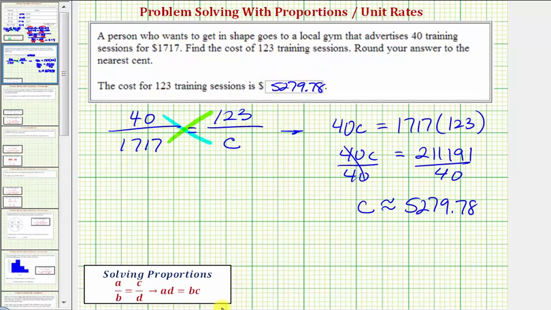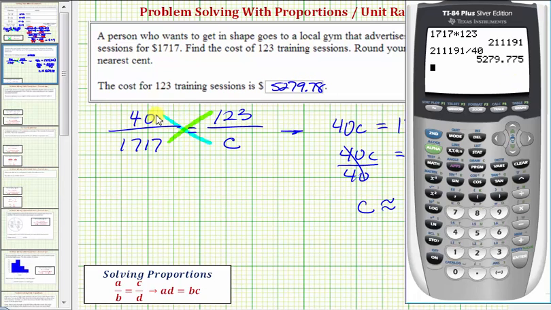But let's also find the answer a different way. Since we know 40 training sessions cost $1,717, we could find the cost for one training session, then multiply by 123. To do this, we would take the total cost of $1,717 and divide by the number of training sessions, which is 40. Press enter. So this is the unit cost, or the cost per training session. And now to find the cost for 123 training sessions, we can just multiply by 123. And notice how we get the same total cost.